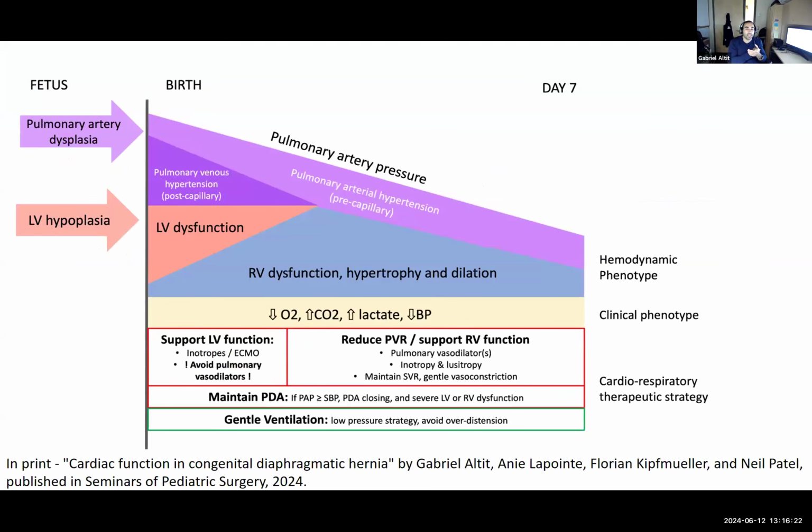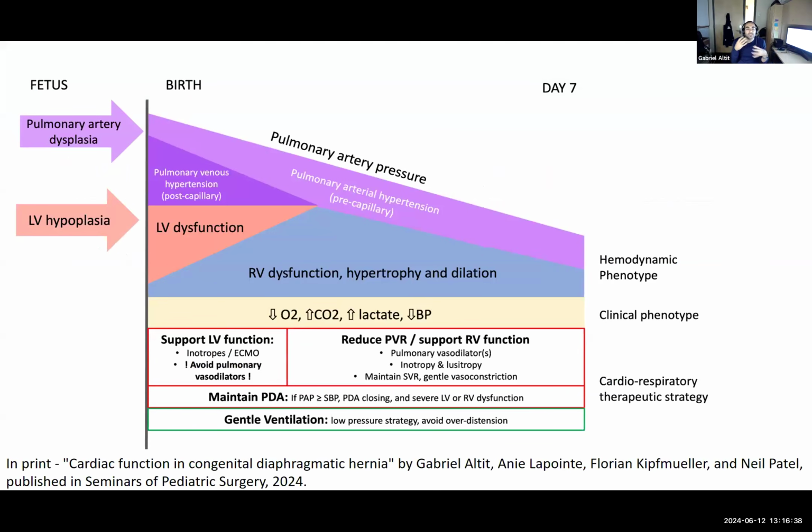There are going to be a few slides outlining some of the graphs that we constructed for an upcoming review with Dr. Neil Patel, who's been a leader of the field, Dr. Annie Lapointe, and Dr. Florian Kimpfmiller, who've all been very involved in the research of patients with CDH.